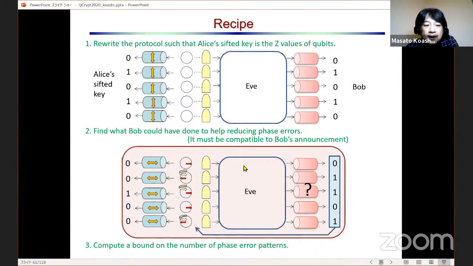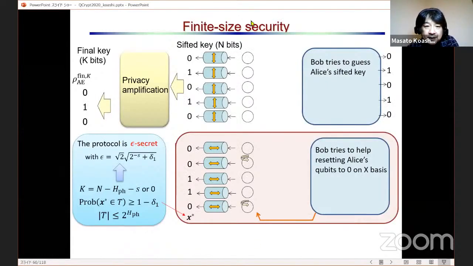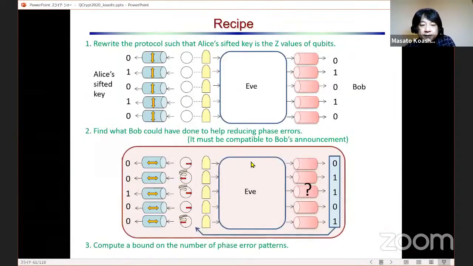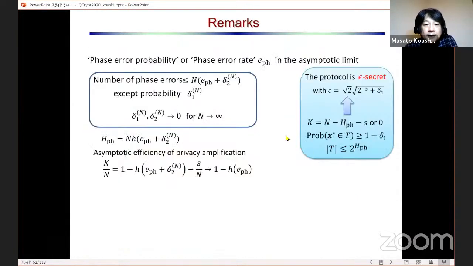Anyway, you only have to find one protocol here. Once you determine the protocol, you compute the bound on the number of phase error patterns appearing here. Sometimes it is enough to just bound the number of ones here to bound the phase error patterns. Then you obtain finite security. So this is the recipe in this approach. And I would like to make a few remarks here.